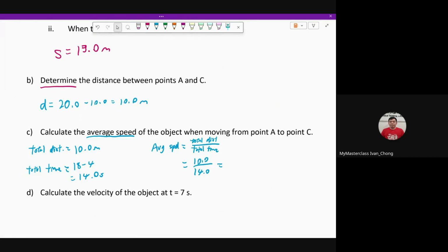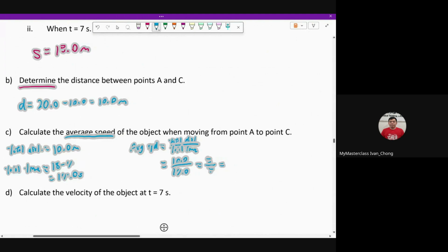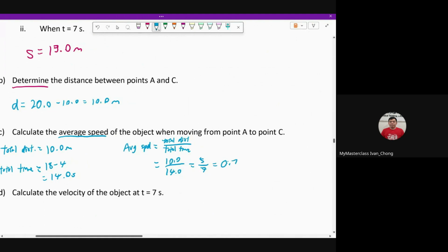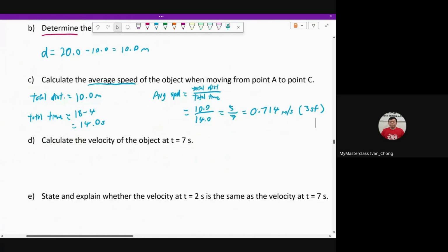Now, do take note, we cannot use fractions for science. So I'll leave it in the fraction because we don't know if later parts will require it. But basically, you should change it to 3SF if possible. So in this case, this will be meters per second. And because we round it up, we have to put it to 3SF. So don't forget 3SF plus your units.